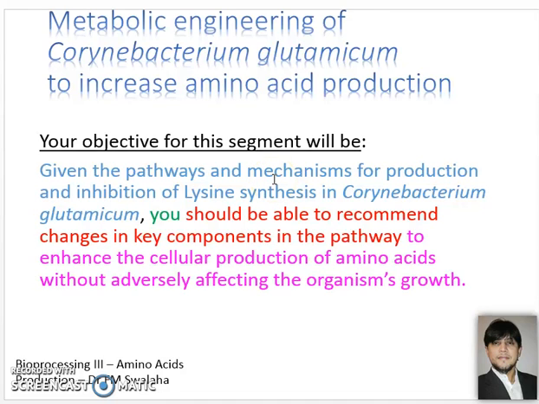Good morning. Today we will be discussing the metabolic engineering of Corynebacterium glutamicum to increase amino acid production. Your objective for this segment will be that, given the pathways and mechanisms for production and inhibition of lysine synthesis in Corynebacterium glutamicum, you should be able to recommend changes in key components in the pathway to enhance the cellular production of amino acids, not just lysine, without adversely affecting the organism's growth.